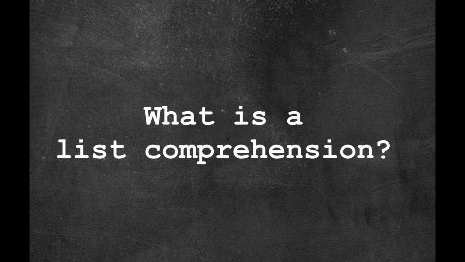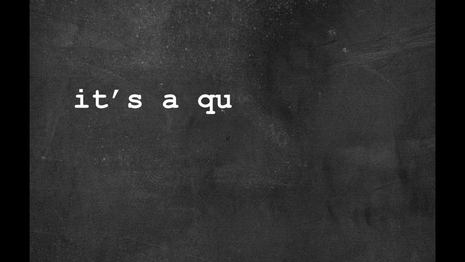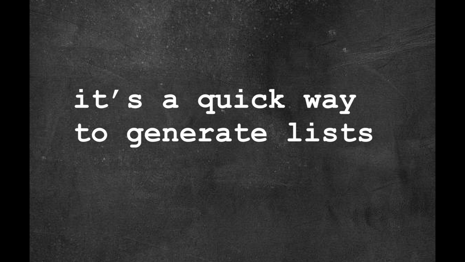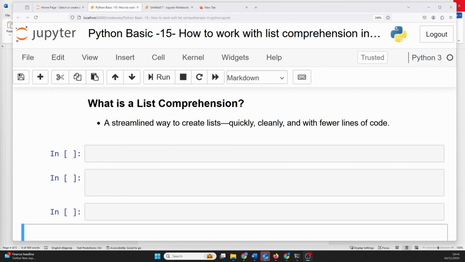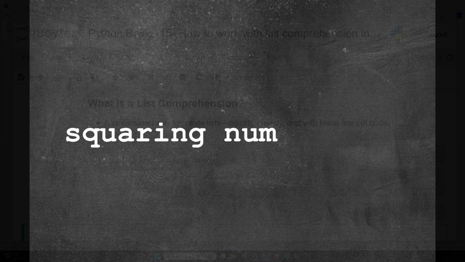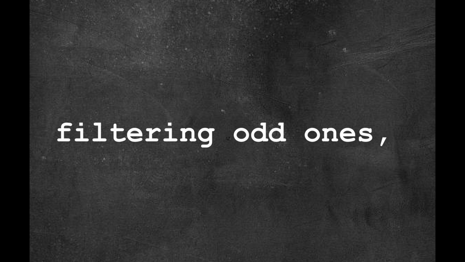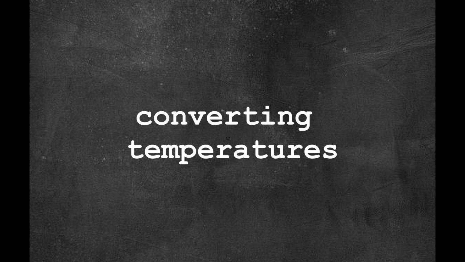So what is list comprehension? In simple terms, it's a quick way to generate lists in Python. They can replace loops and are super useful for transforming data or filtering elements within a list. Imagine having a list and needing to perform the same action on each element, like squaring numbers, filtering odd numbers, or converting temperatures. List comprehensions make these tasks easy and super readable.